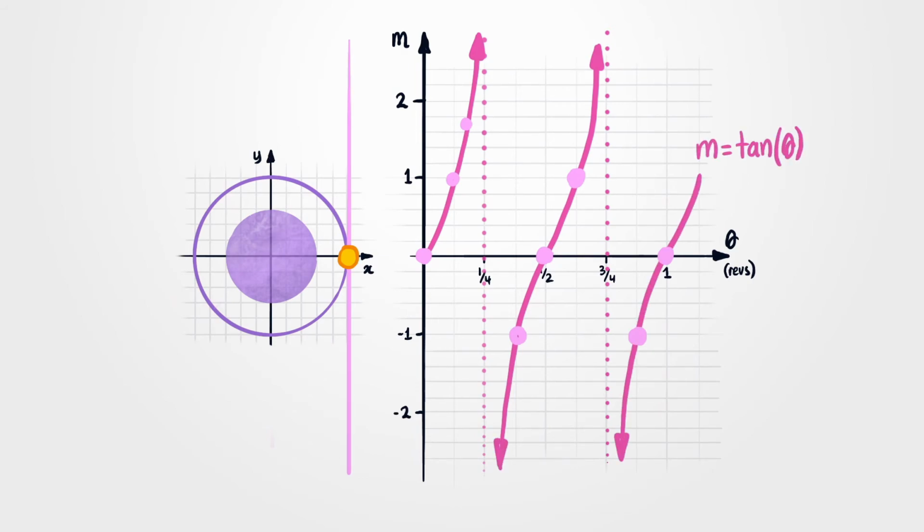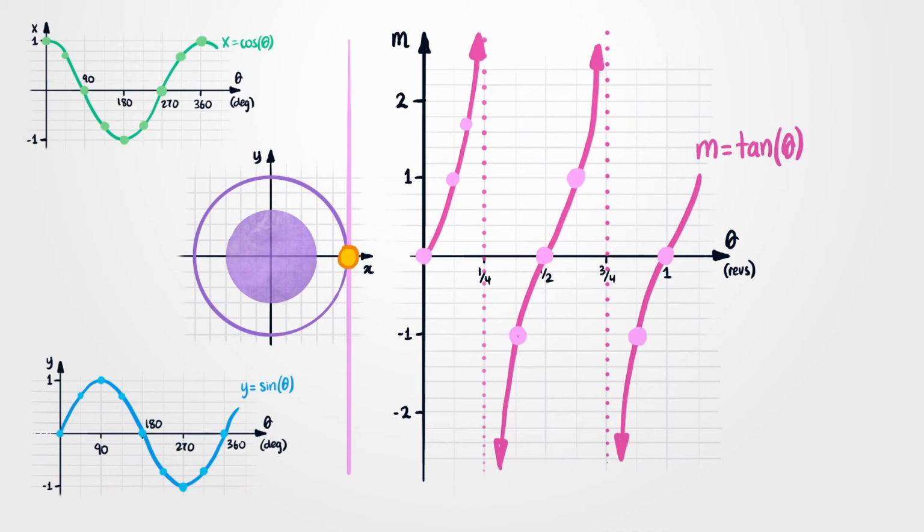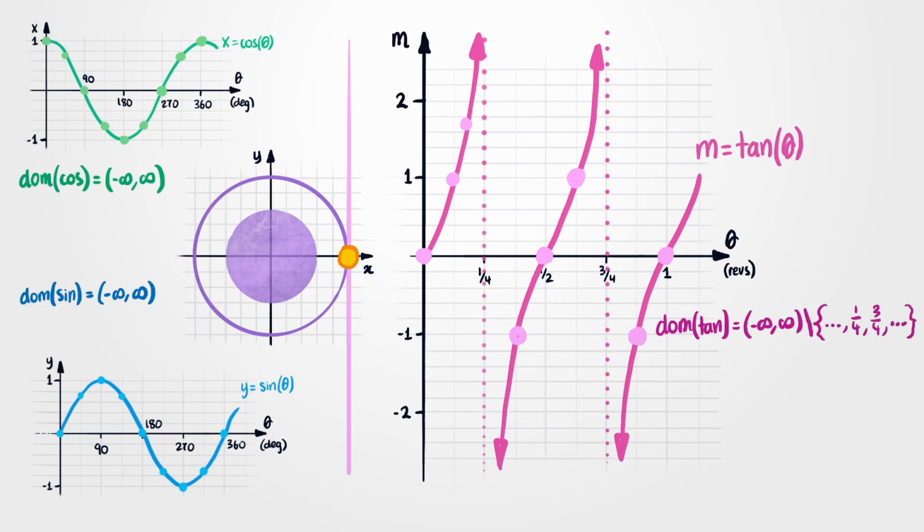Now there's only one tiny thing left to say, and to say it, I'm going to bring back the graphs of sine and cosine, just for a moment. Now for sine and cosine, you can put in any angle you like, so the domain includes every possible angle. Now for tan, you can also put in any angle you like, except for odd multiples of 1/4 revolutions. Now this one looks a little bit scary, so let's just read it in English. The domain of tan includes all the numbers from -infinity to infinity, except for any odd multiples of 1/4.